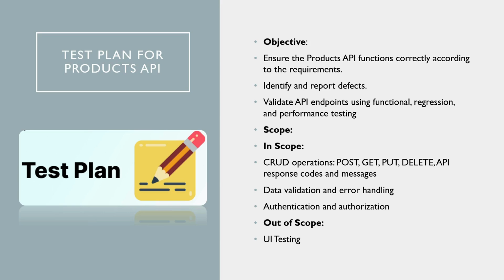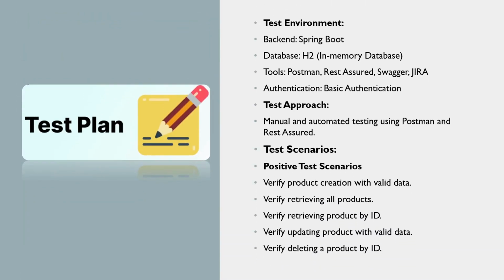Here in our testing we will be doing the CRUD operation testing, its response code validation and the different messages, the error handling we will be validating, different data validations we will do. We will see whether authentication and authorization is working fine or not. All of these things are in scope, but as of now UI testing is not in scope for our functional testing of products API. So you can see that in the scope I have divided into two categories: in scope and out of scope. Next comes the test environment.